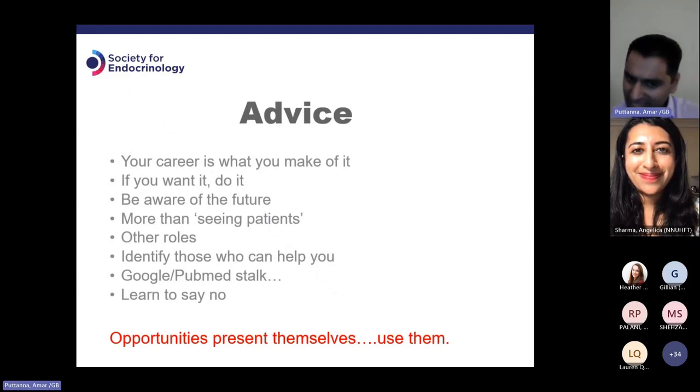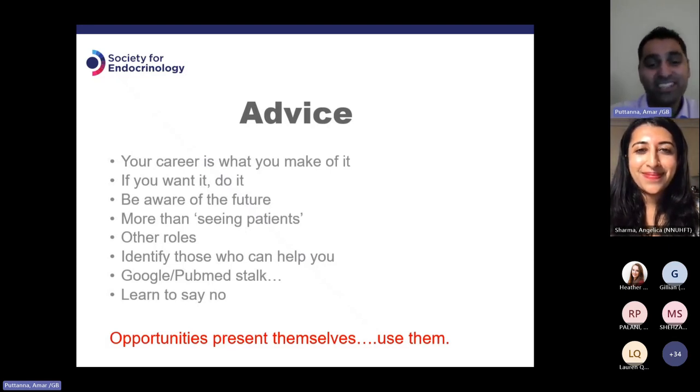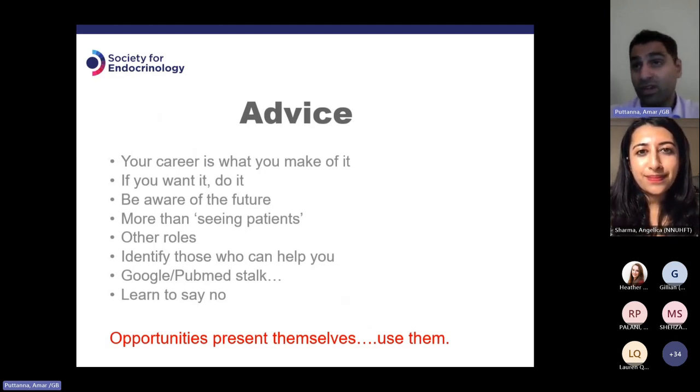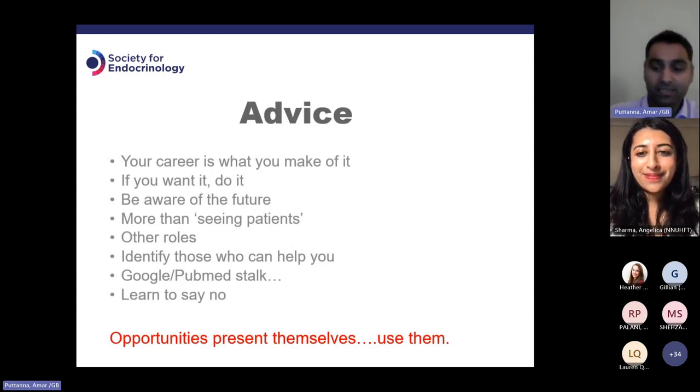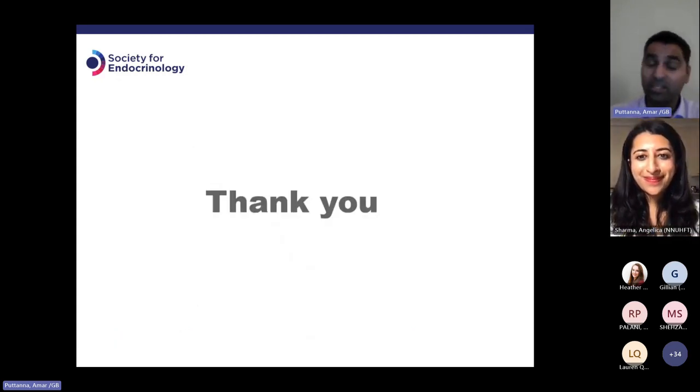And I'll leave you with this last bit. I have two mottos in life. This is one of them, and this is actually from a Jason Bourne book. Opportunities present themselves, use them. I think that's probably been the tagline for my career so far, and is probably where I am in a way. So we'll leave you with that. Happy to answer any questions. And thank you again for your time.